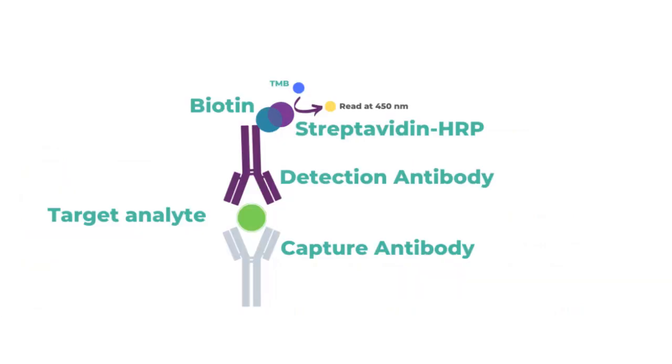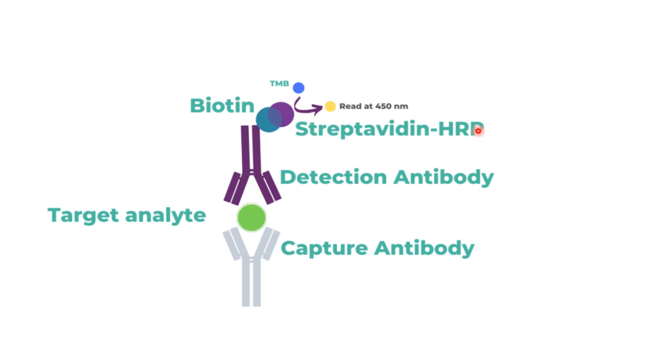Now this is the case of sandwich ELISA. So you first coat the plate with capture antibody. Then the sample, this is the target analyte, is added to the plate and any antigen present is bound to the capture antibody. Then a suitable biotin labeled detector antibody is added to the plate. This will bind to the antigen.